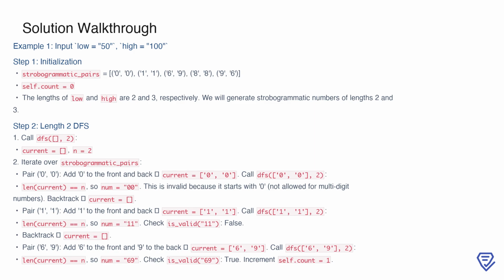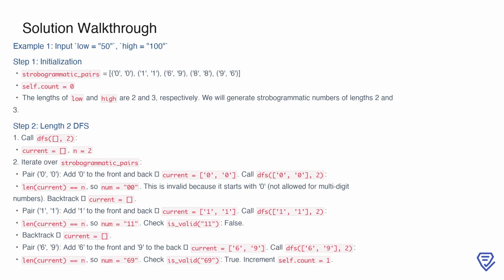For example, adding the pair 0, 0 to the front and back creates the number 00, but since multi-digit numbers cannot start with 0, we discard it and backtrack. Similarly, we try the pair 1, 1, which forms 11. However, this number falls outside the valid range, so it doesn't count, and we backtrack again.